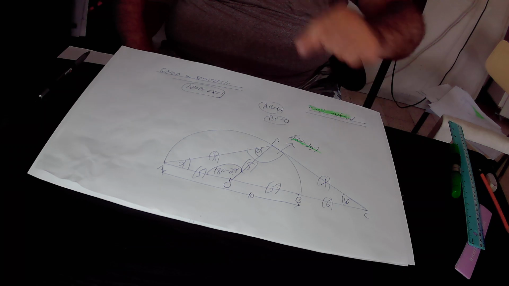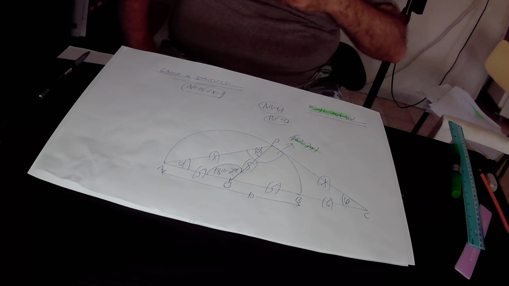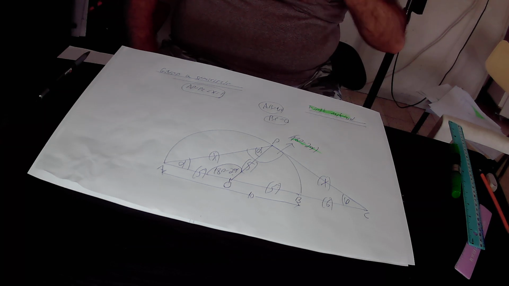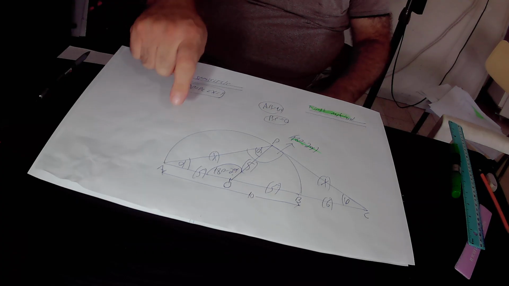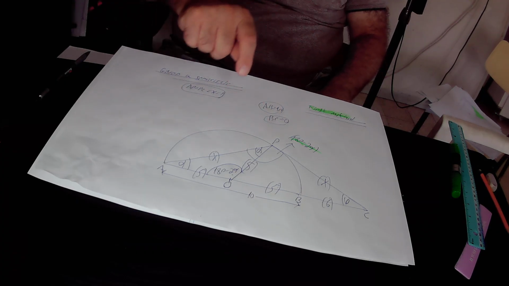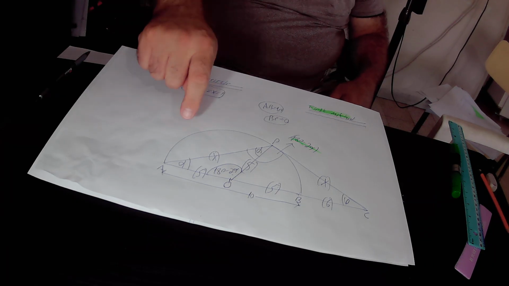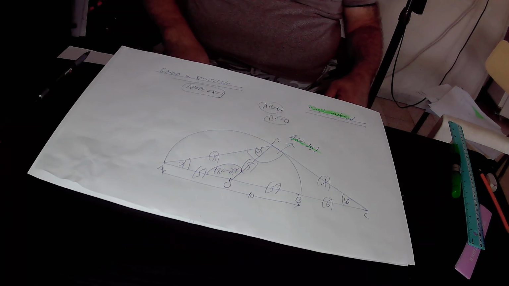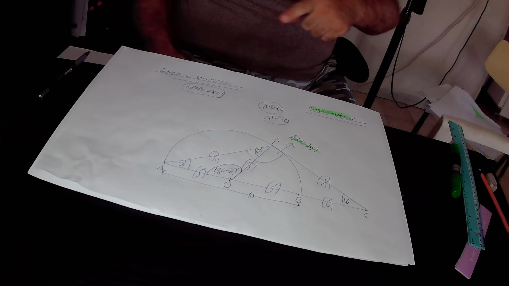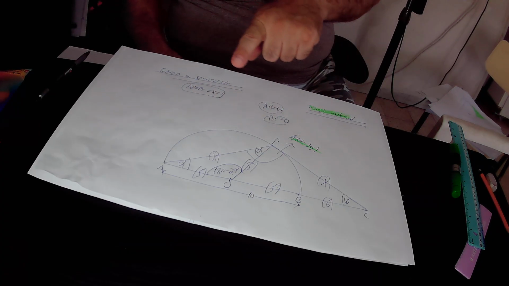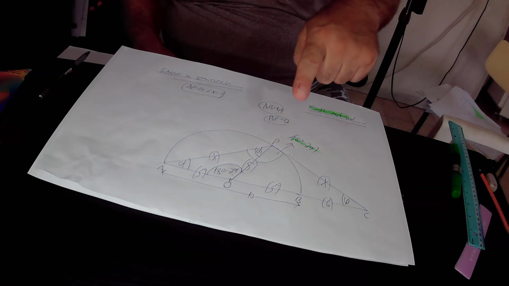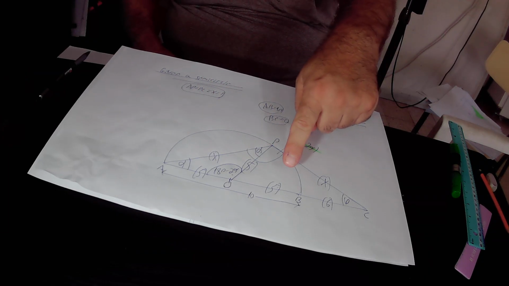AP equals PC equals x. Again, our task is to find the length of line segment AP, which is equal to x. We have to find the value of x. We define the center of this semicircle, this point is point O. The diameter AB is 10, therefore the radius is 5. OA is the radius, that is 5. OB is also the radius, that is 5.